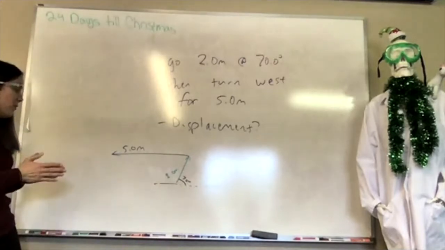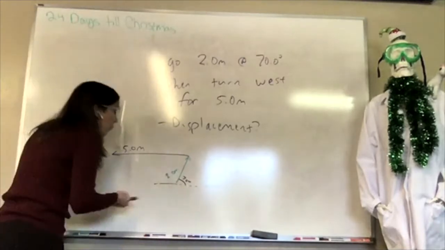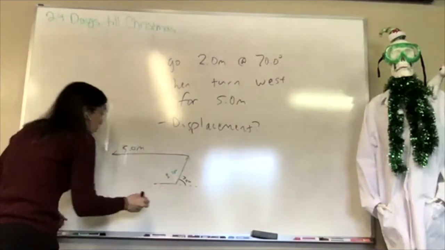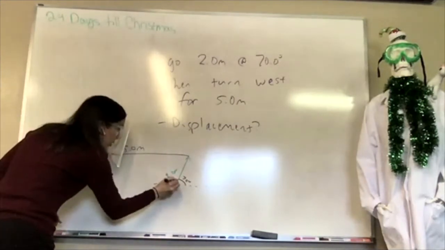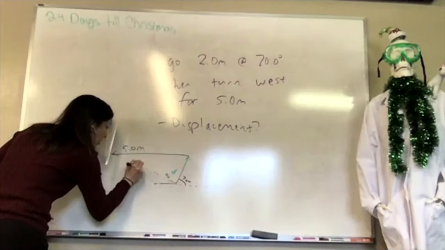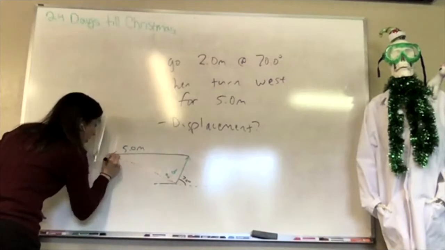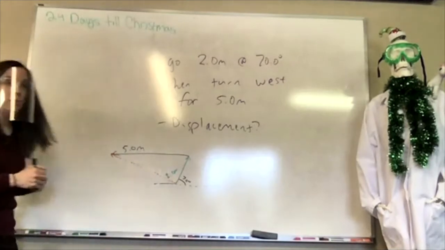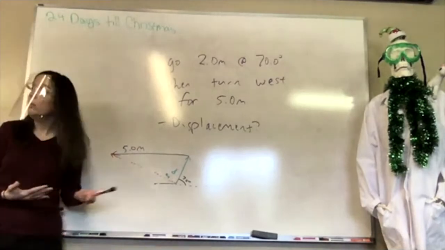Okay, so what we're asking for is displacement. Displacement would be, where did you start? You started right here. Where did you end? Right here. And so what they really want is the length of this red line, and not just the length, but the direction. They want to know the angle of that line.